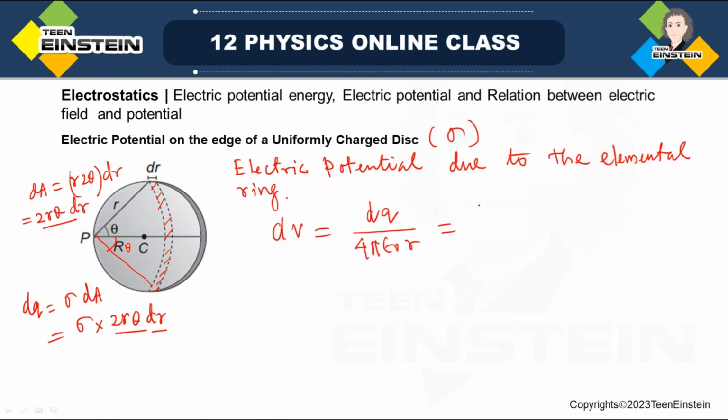So I can write once: dV equals sigma 2r theta dr, this is the dq, divided by 4 pi epsilon naught r.